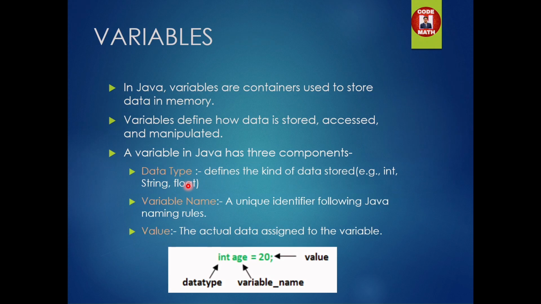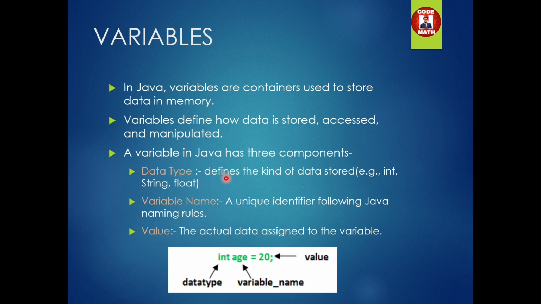So let's begin. In Java, a variable is like a container that stores the data in your computer's memory. You can think of it as a labeled box where you can keep your information secure. Okay. A variable in Java has three main components, that is data type, variable name, and value.